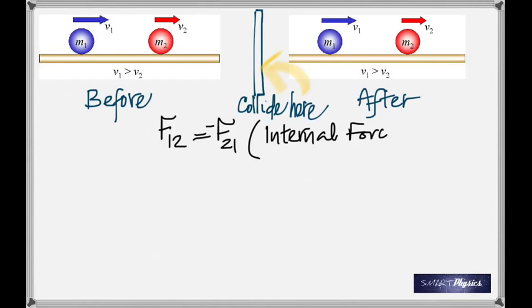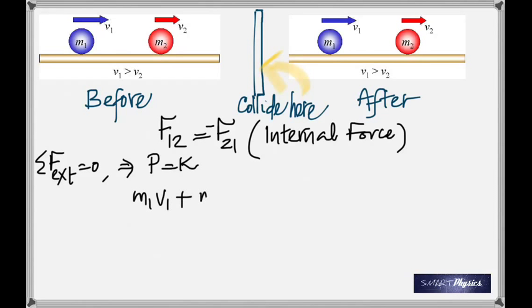And like I told you, this is an internal force. So these are internal forces. Okay, net external force must be 0. Start with that again. Therefore, momentum must be a constant. That is the initial momentum, isn't it? That's the initial total momentum.